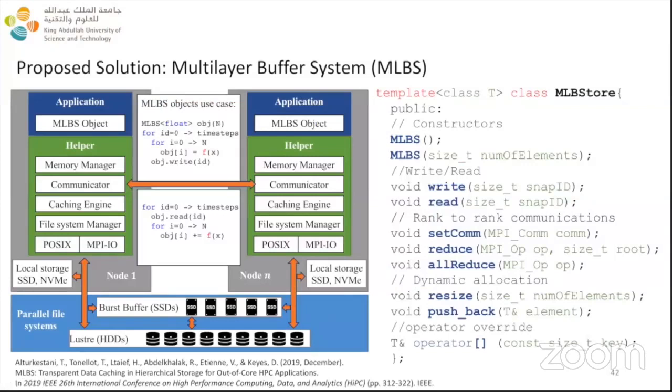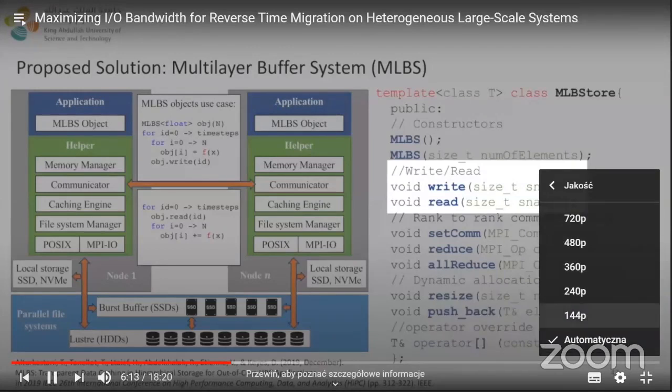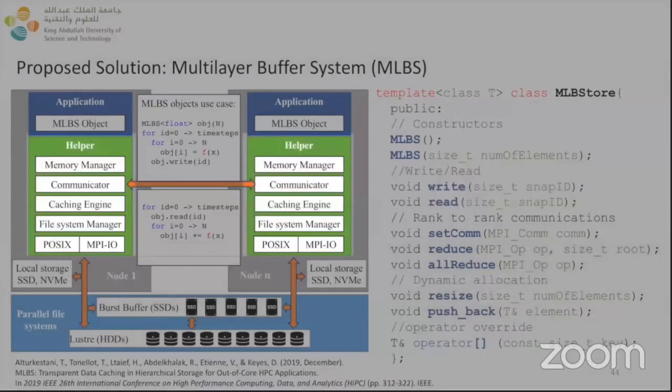Recently, we have proposed a multilayer buffer system, MLBS. MLBS utilizes all of the available memory and storage layers in a given system in order to overlap I/O and compute for the applications that use it. MLBS consists of two building blocks. One, a very simple set of APIs, write and read, and two, decentralized helper engines that help to prefetch and write back all of the data in all of the memory layers.